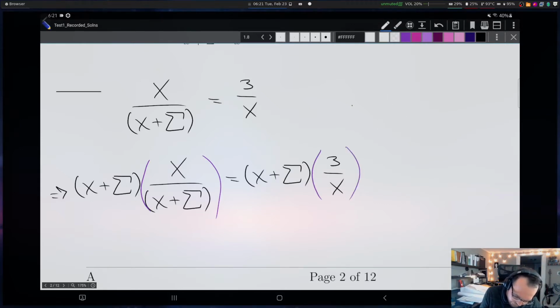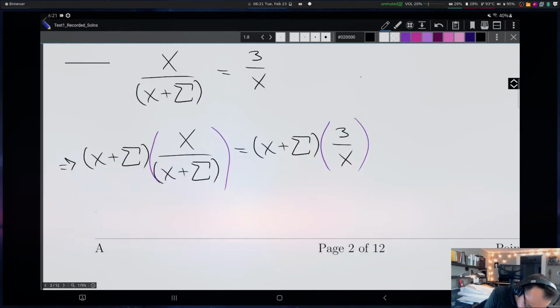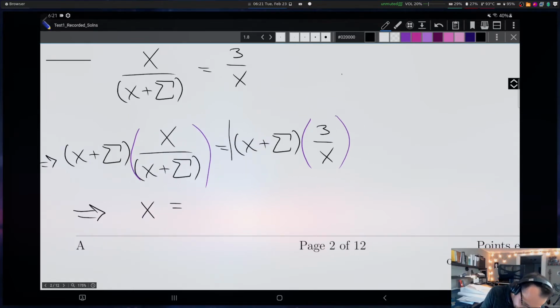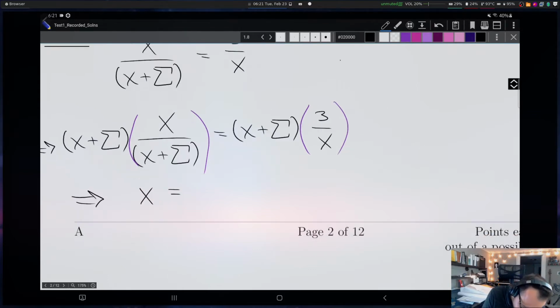Okay, so what was the point of this maneuver? Well, the point was that I really wanted to see this thing cancel that thing. So I get just the numerator left over on the left-hand side. On the right-hand side, I just have to pay the consequences of my actions, where I multiplied through and see what I get out of it. So maybe this is going to be a fraction of some sort. I see a 3, and I see an x plus capital sigma, and I see an x in the denominator.